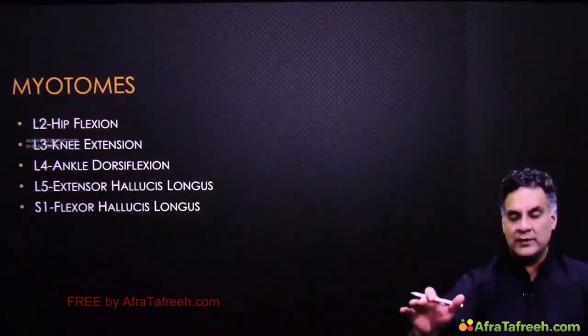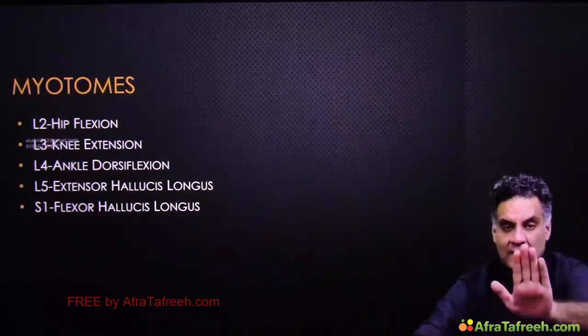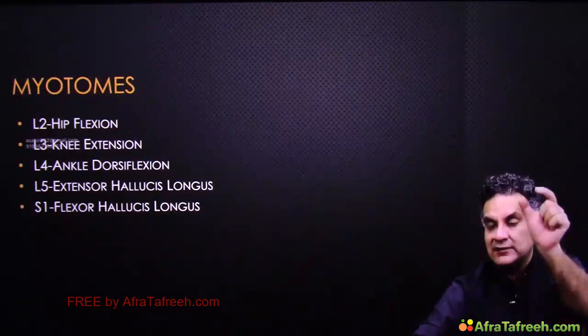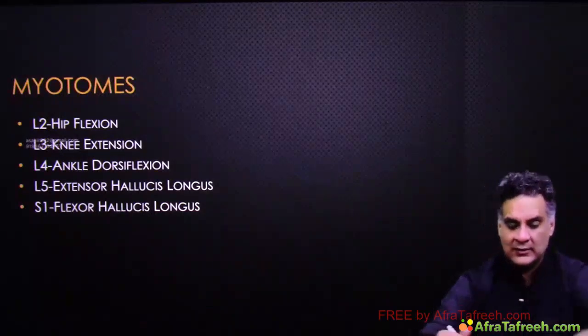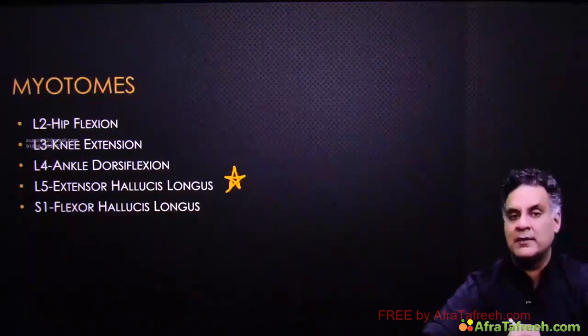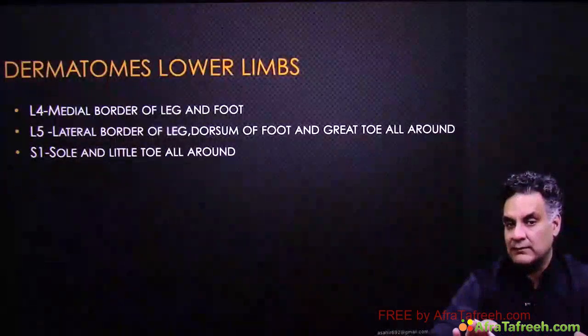Myotomes: L2, hip flexion. L3, quadriceps, knee extension. L4, ankle dorsiflexion. L5, extensors of the great toe, extensor hallucis longus. Commonest compressed nerve root, important for you to remember. S1, flexor hallucis longus.